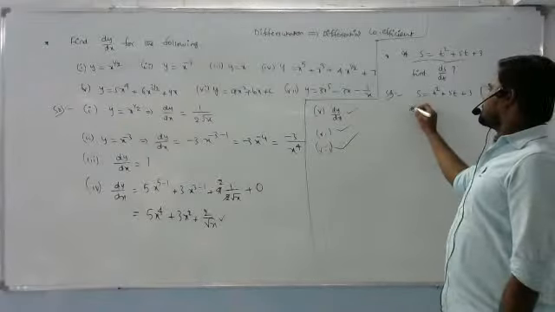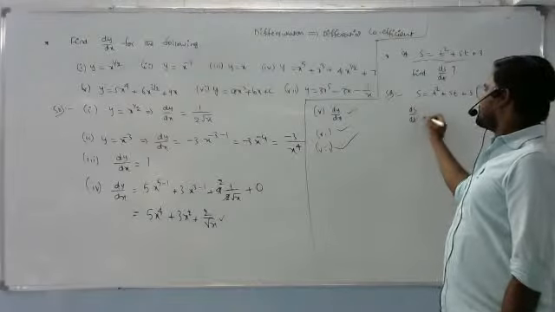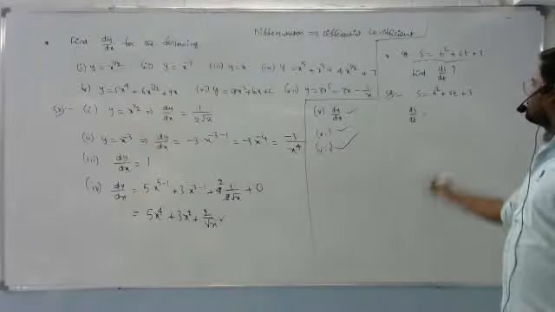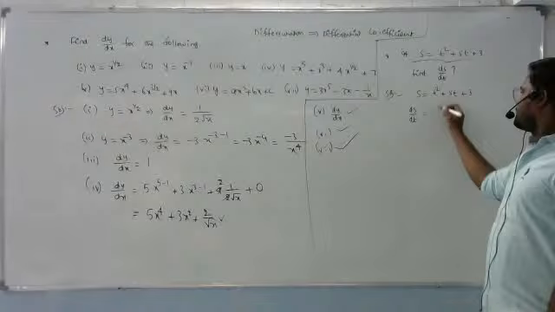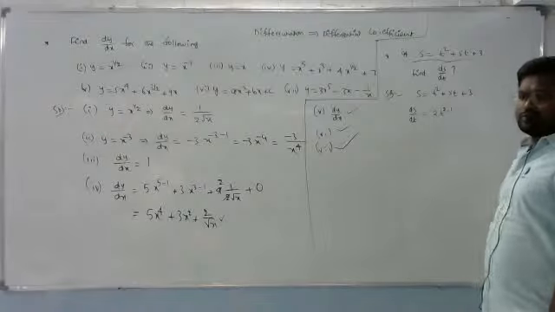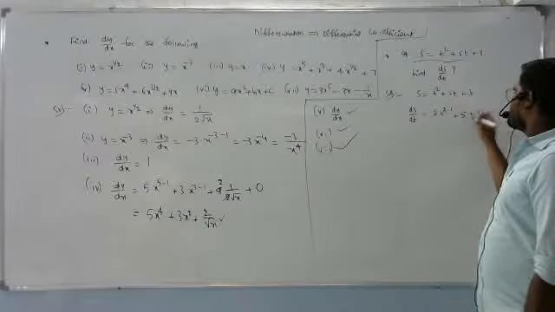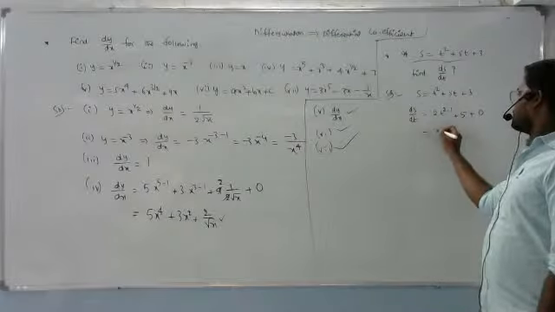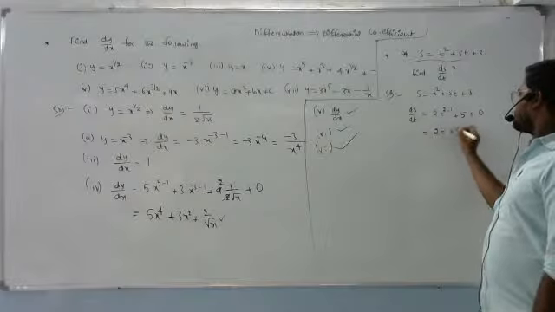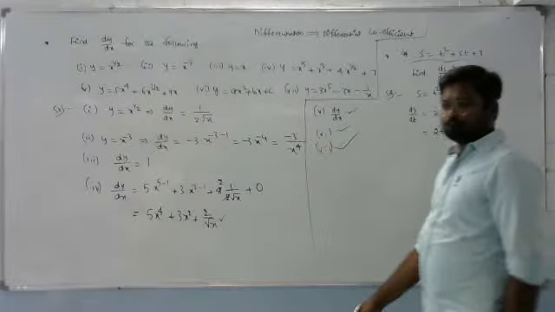Okay. So we just have to differentiate this displacement. ds by dt equal to, what is the differentiation of t square? 2 into t power 2 minus 1 plus 5 into differentiation of t, 1, plus differentiation of 3, 0. 2 into t plus 5. Very simple.